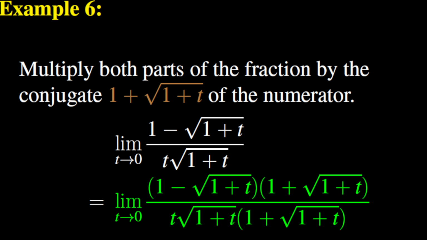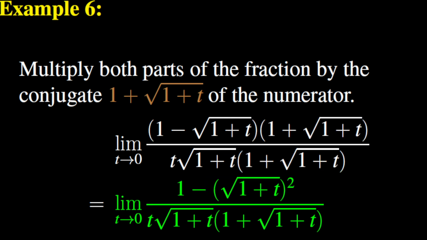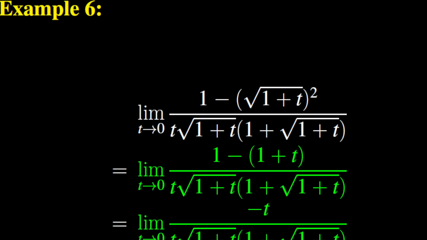Thus the new expression is 1 minus square root of 1 plus t times 1 plus square root of 1 plus t, divided by t times square root of 1 plus t times 1 plus square root of 1 plus t. We expand the numerator and obtain 1 minus square root of 1 plus t squared. We do not expand the denominator because there is no need to do so. Since the square of the square root of 1 plus t is just 1 plus t, the new numerator is 1 minus 1 plus t, which is just equal to minus t, because 1 and -1 cancel each other.